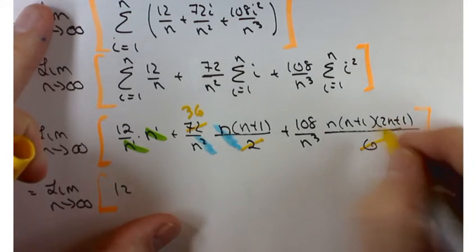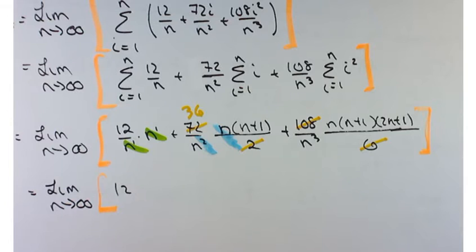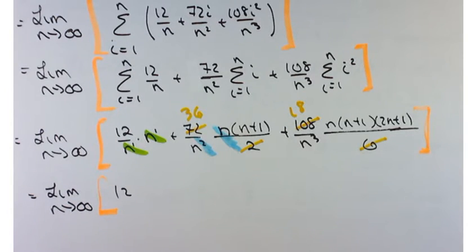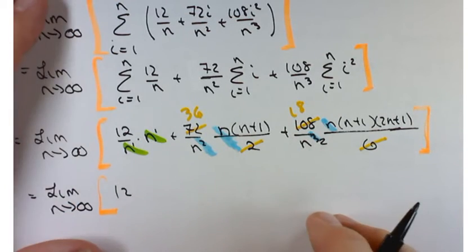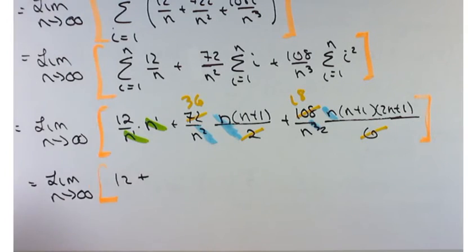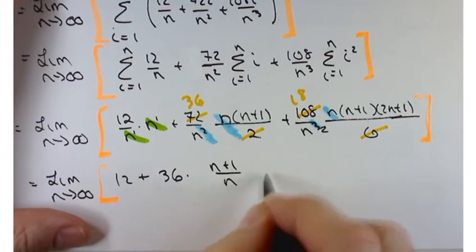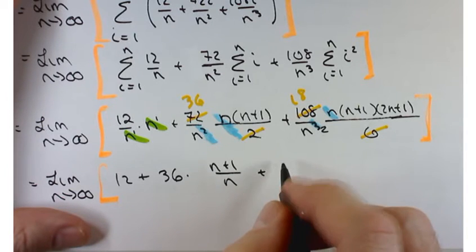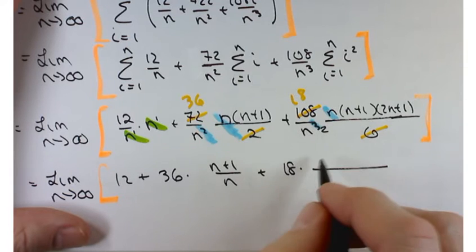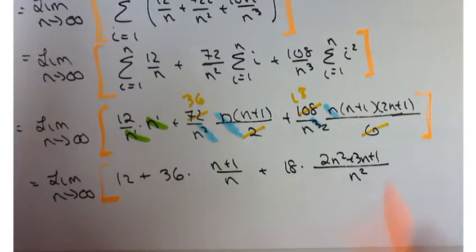Some more cancellation here. 6 goes into 36, 6 goes into 108, 18 times. So I'll have an 18 here. And like before, I can cancel out one of the n's. That'll cancel out one of these, leave me with an n squared. Oh my. So, at this point, anything that makes this process simpler will be really, really welcome. 36 times n plus 1 over n, plus 18 times 2n squared plus 3n plus 1 over n squared. Whew. Like that.